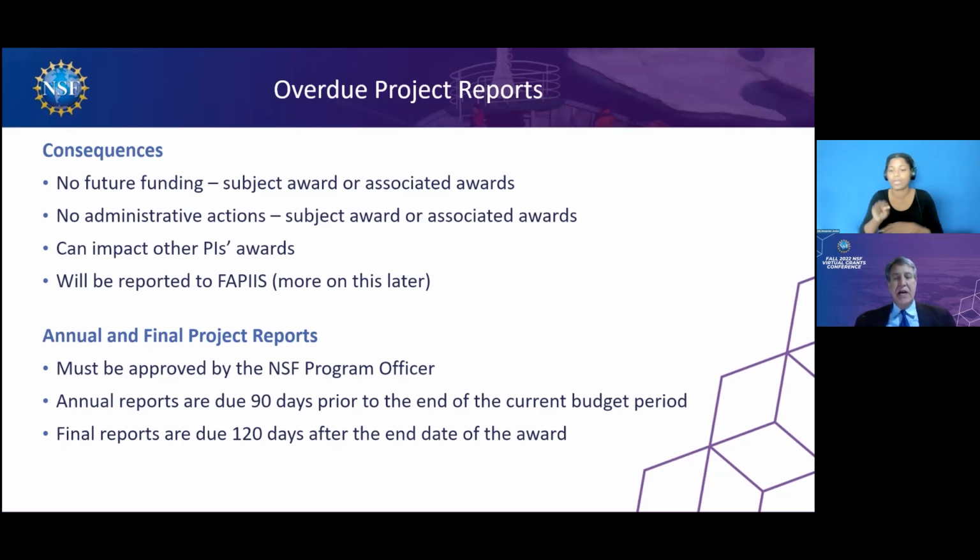So NSF does send out reminder notices, but when we send those reminder notices, it is at 90 days before the end of that budget period. So if you really read the policy, when we send out that 90-day reminder notice, you're basically already overdue. It's just that we're giving you that 90-day grace period to get it submitted. It is not that the report doesn't become due until the end of the budget period. It's just that, again, we're trying to help and we're trying to give you that reminder notice so that you don't become overdue. The final project reports are due within 120 days of the end date of the award.